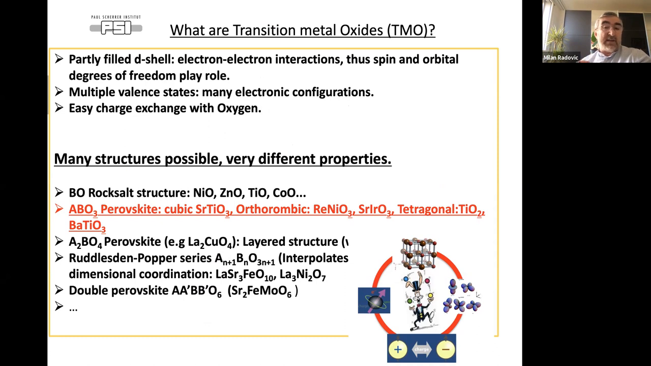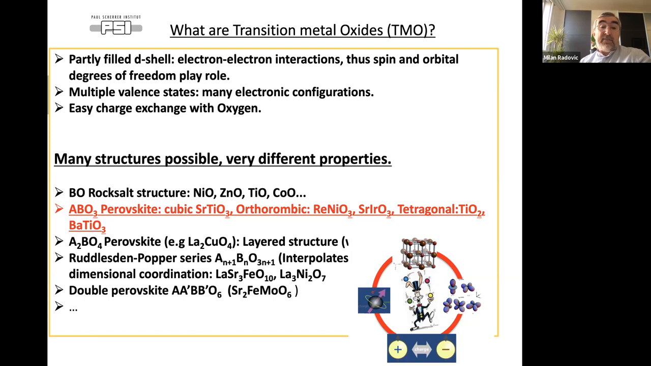So electrons start to see each other, orbitals start to play a role, and spin as well. So you have something called spin-orbit interaction, which starts to be very strong in these kinds of materials. At the same time, you have multiple valence states, which means you have many electron configurations open for just one simple configuration. Combining, for example, titanium and oxygen, immediately you can have much more different configurations, for example, 4+ and 3+ in the titanium states.